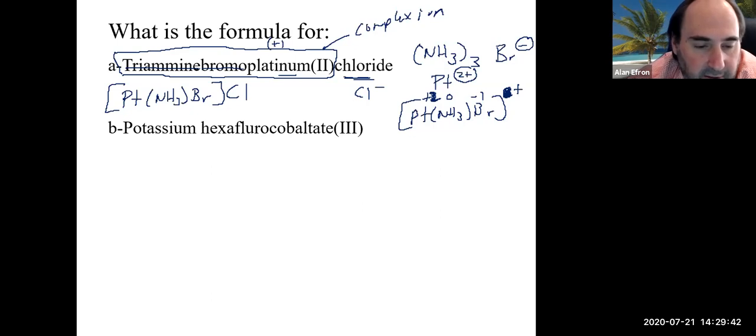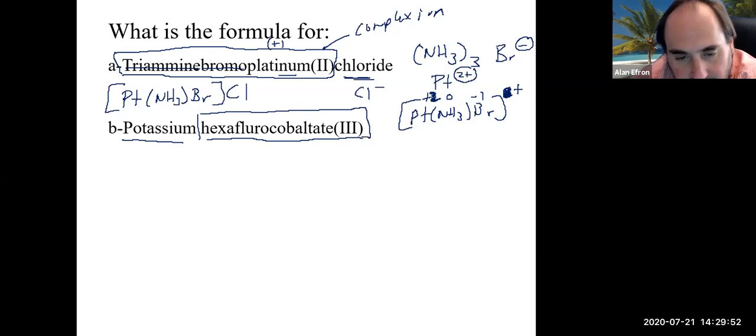Coming down here, I see potassium, and then I start to see some prefixes and cobaltate 3 at the end. Again, the metal with the Roman numeral is going to be the complex ion part. And there should be, thank you very much, there should be a 3 here. Thank you. Had it here, I just lost it over there. So the top one should be Pt(NH3)3BrCl.